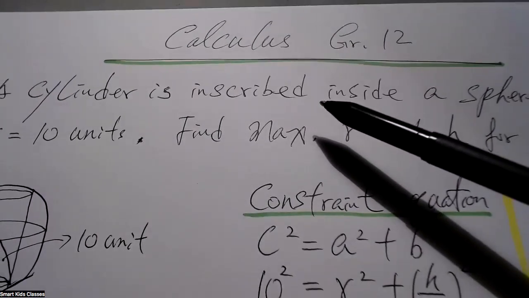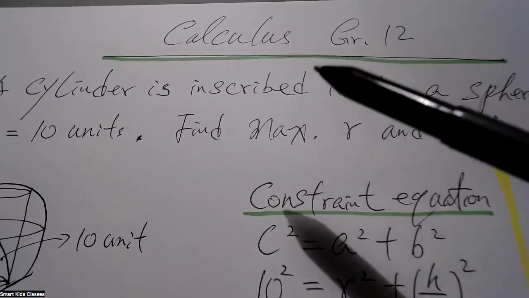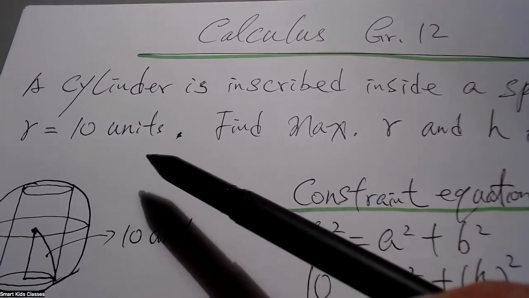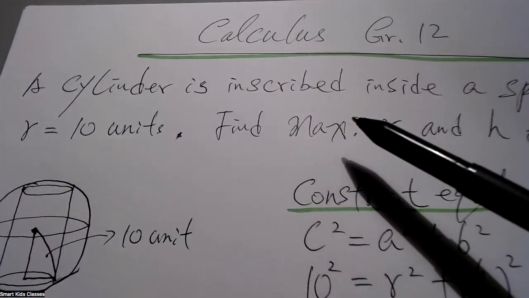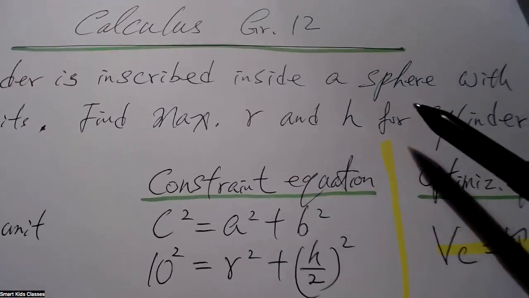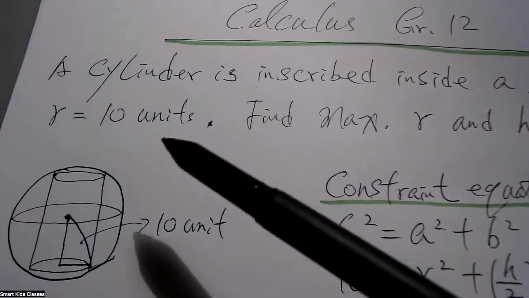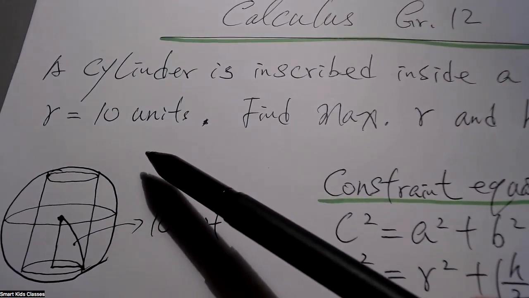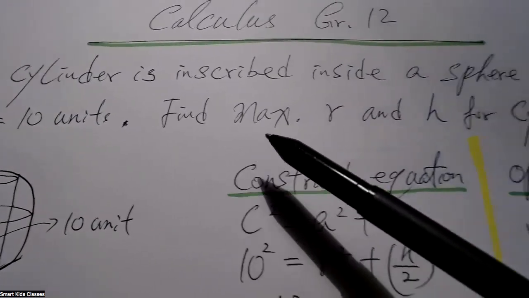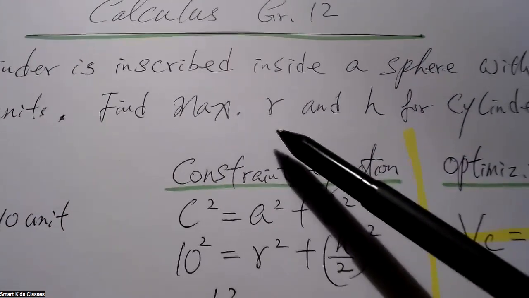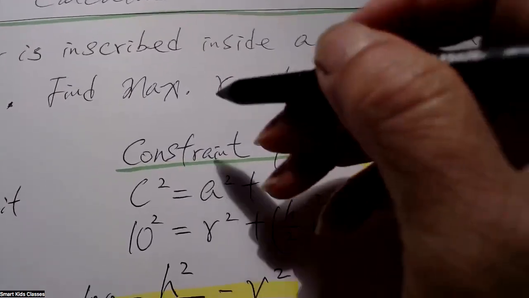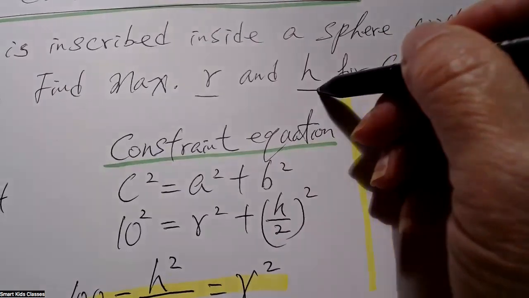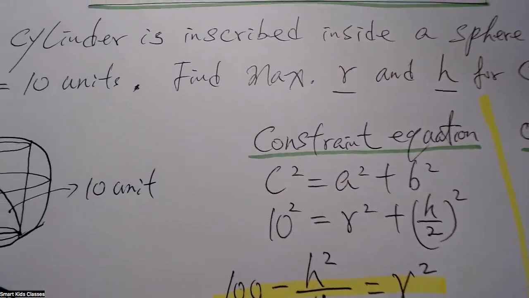Today, I'm going to explain how to do a calculus question. This is a grade 12 calculus question. The question is asking about a cylinder inscribed inside a sphere with a radius equal to 10 units. Find the maximum of the radius and the height for the cylinder. So these two variables are asking for a maximum.